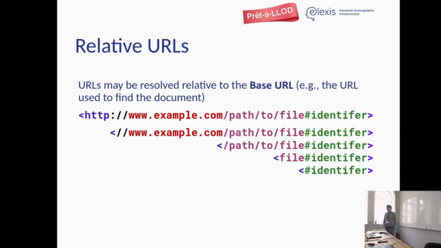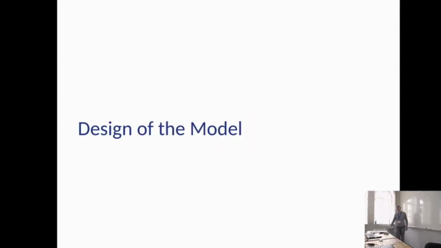So for this reason, you're going to see that most of the identifiers I use for major elements like entries are going to be hash type identifiers like this. So I'm going to talk a little about the OntoLex-Lemon model.